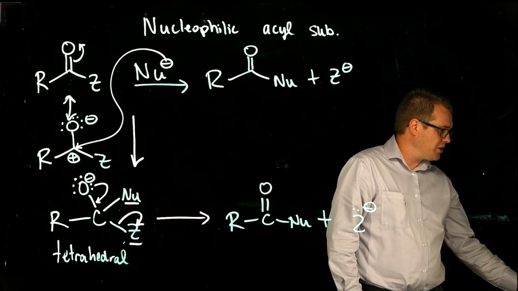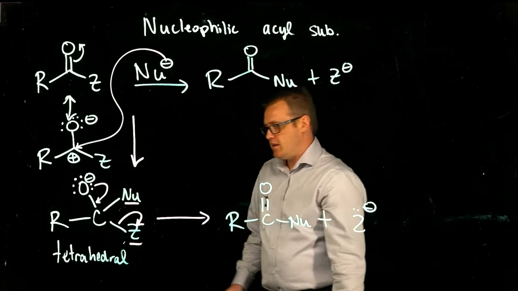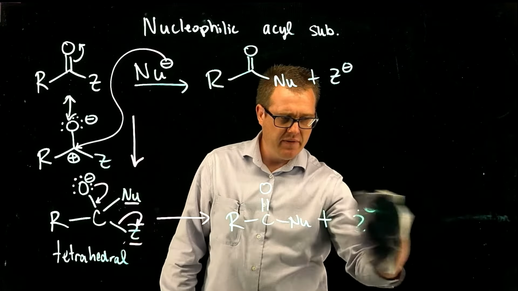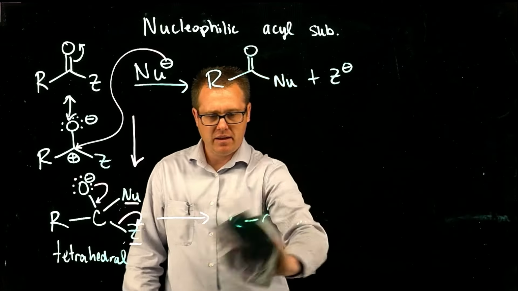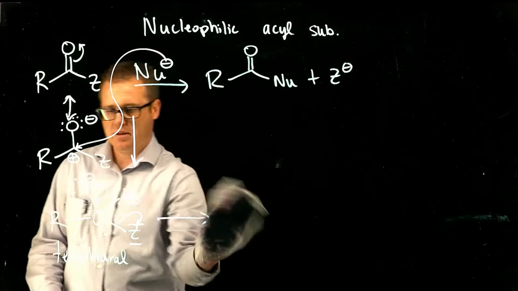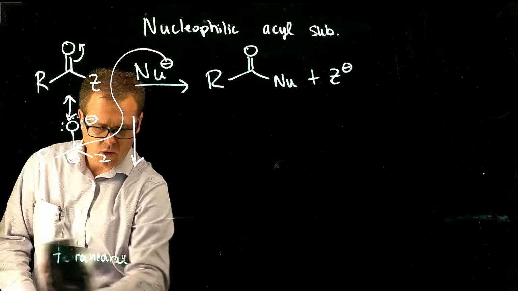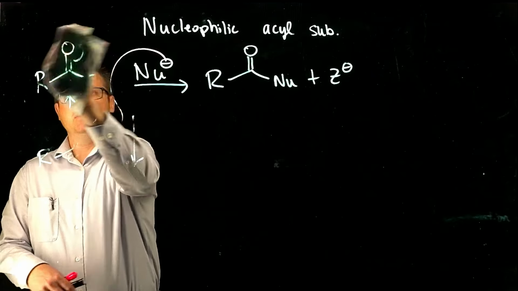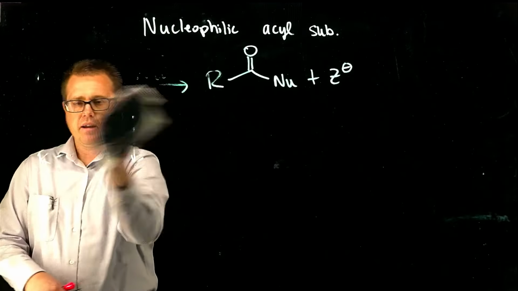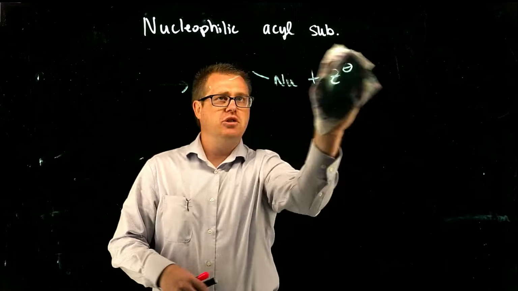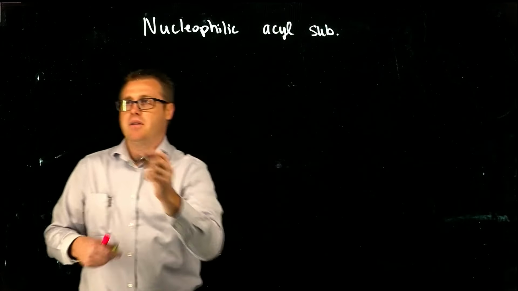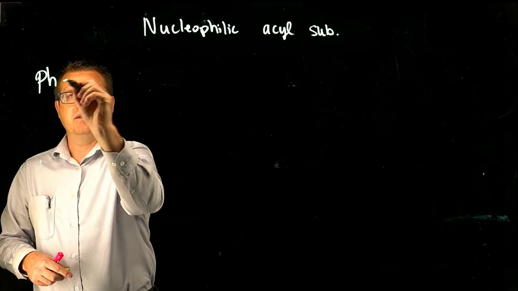Now I want to show you an example, or a specific example, to get this point home and make sure you understand it. Okay, so that's the generic mechanism. Let's do an example. Let's say we have something that looks like this.